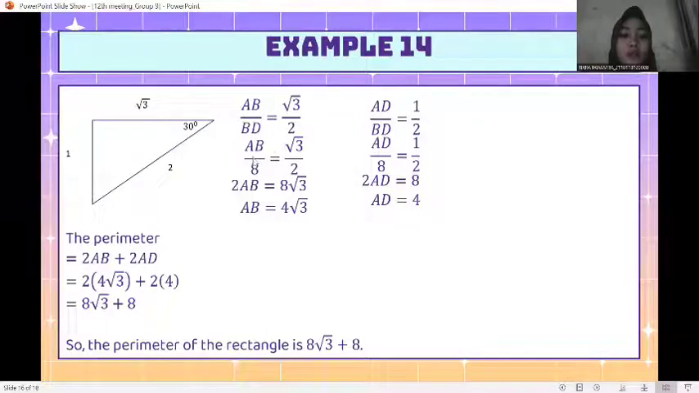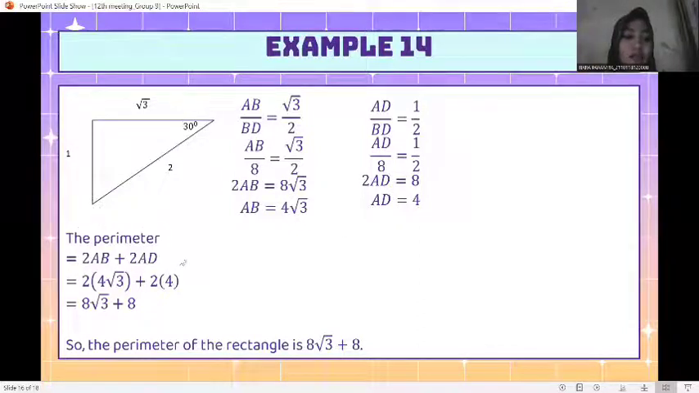We can cross multiply. So 2AB equals 8 square root of 3. Both sides we divide by 2, so AB equals 4 square root of 3. Next, AD divided by BD equals 1/2. BD equals 8, so AD divided by 8 equals 1/2. Cross multiplying, 2AD equals 8. Dividing both sides by 2, AD equals 4.